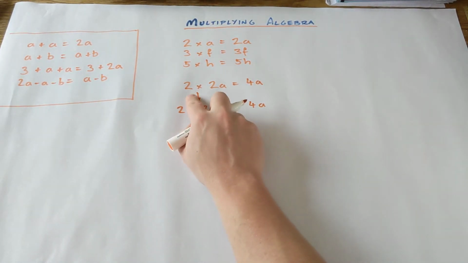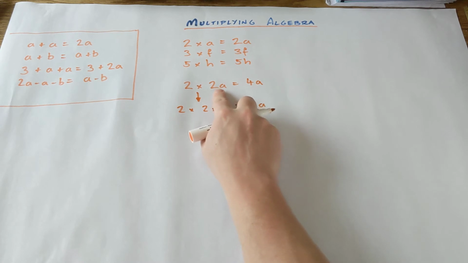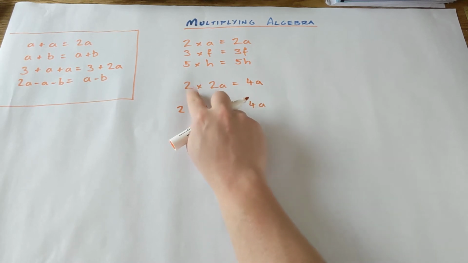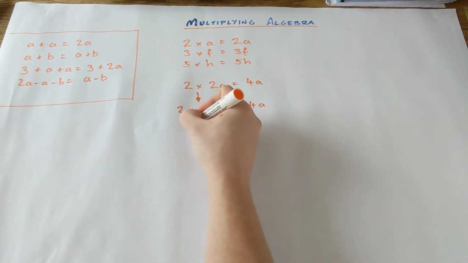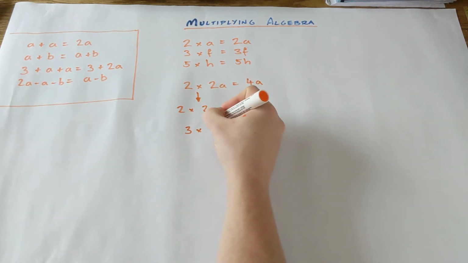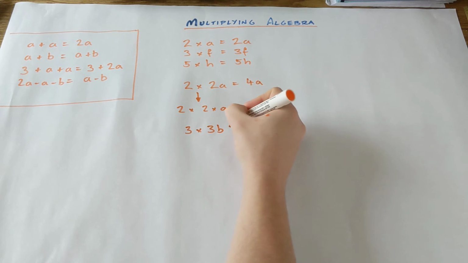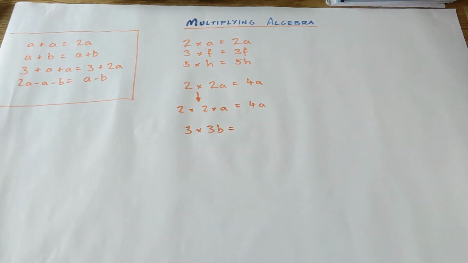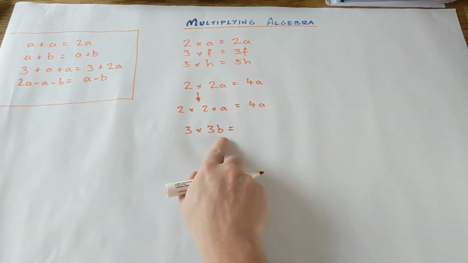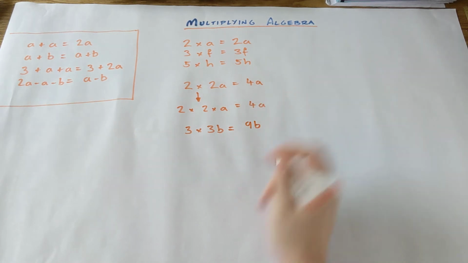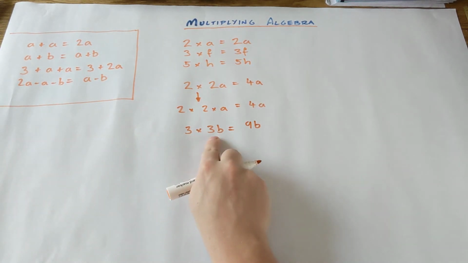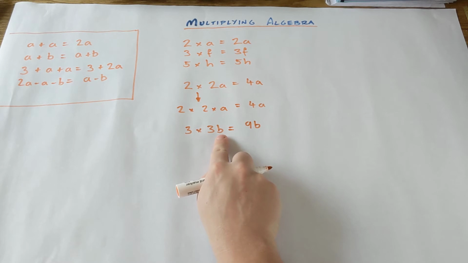So if you have a number times a term that's got a number and a letter, you just do the number times that number. Okay? So what if we had 3 times 3B? Okay, I'll give you a little second to have a think to yourselves what that might be. Okay, so 3 times 3B, well that's going to be 9b, because I've done 3 times 3 is 9, and I've still got that b.